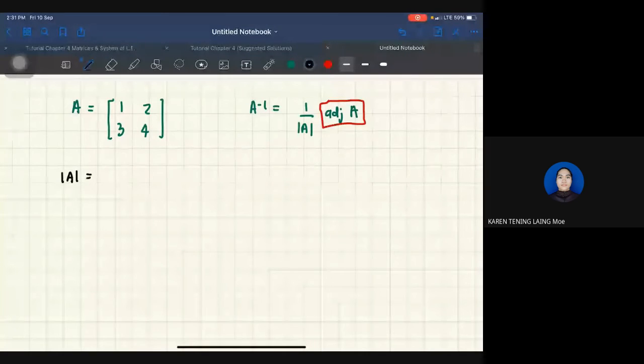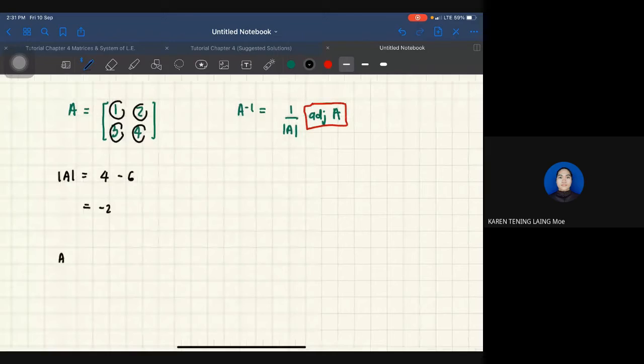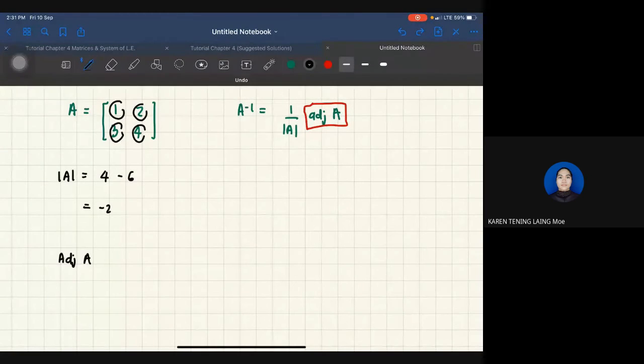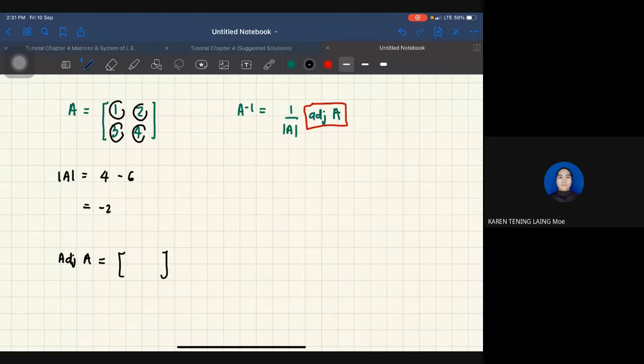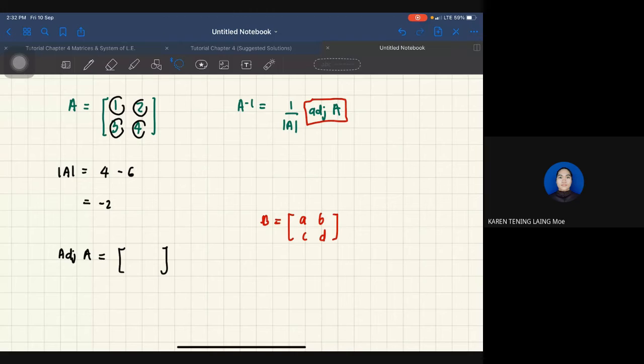Now your adjoint of A is like this. Let's take a matrix B, let's say it is A, B, C, D. The adjoint is where you swap the positions of A and D. So the adjoint of B has D at the top, A at the bottom. And then for C and B, you just add a negative sign. So you have negative C over here and negative B there. This is for 2x2 matrices only.